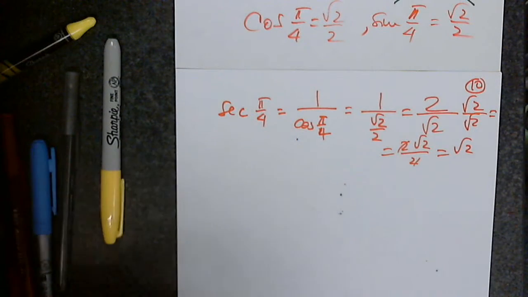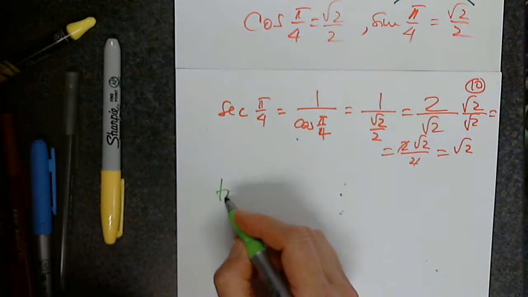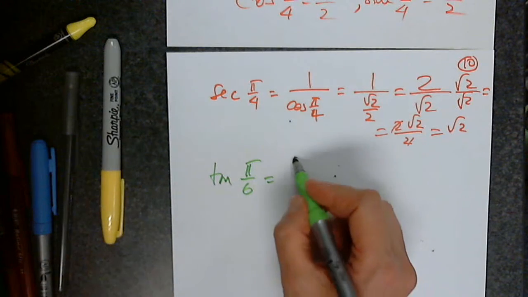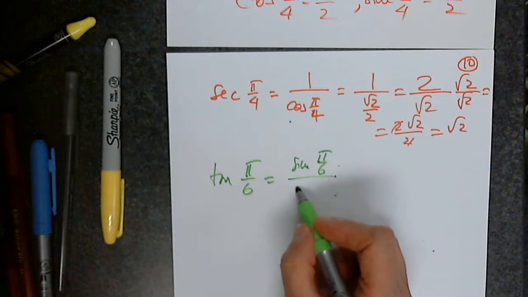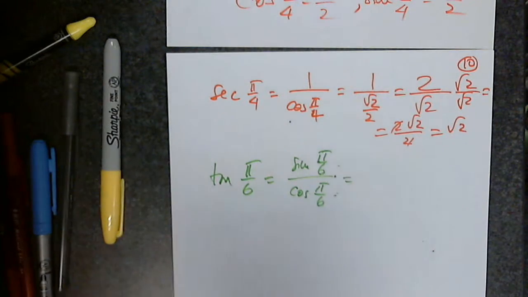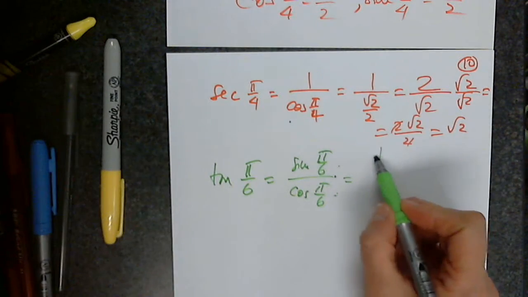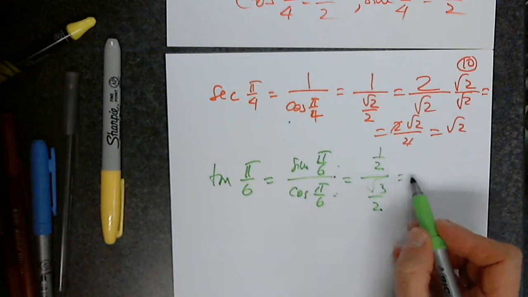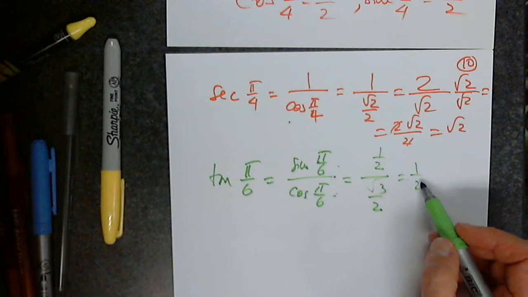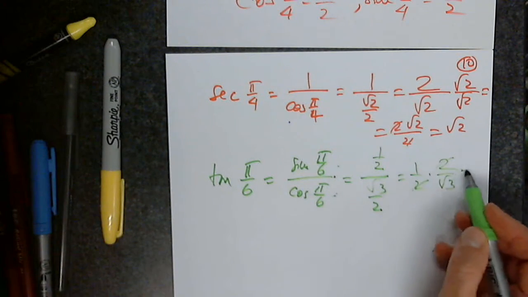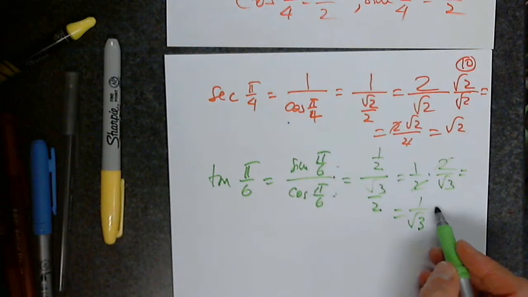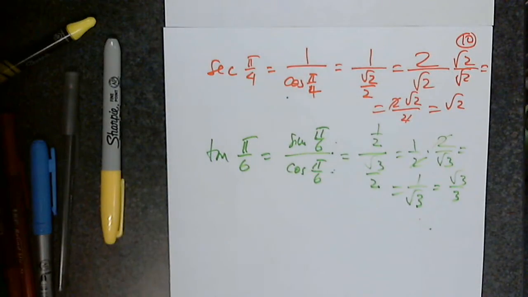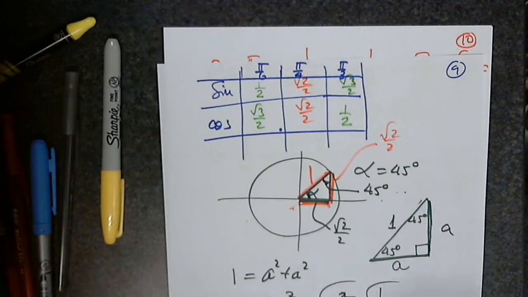You can say determine tangent of pi over 6. I'll say, tangent pi over 6 is sine pi over 6 divided by cosine pi over 6. And I know sine pi over 6 is the easiest one. It's 1/2. Cosine must be the other number, which is the square root of 3 over 2. I write the numerator. I flip the denominator. Oh, it's 1 over the square root of 3, and when I rationalize, the square root of 3 over 3. You don't need to memorize anything more than this little chart.